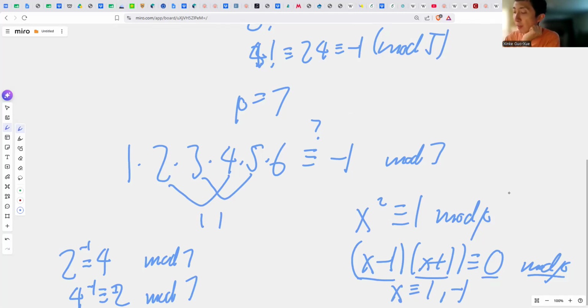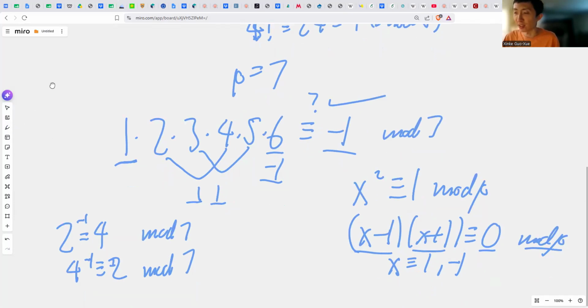So when we multiply everything together, everything will be paired with an inverse except 1 and -1. So we have a product of a bunch of 1s and -1. So the product has to be -1 mod 7. And this would generalize to other primes as well. So yeah, proof by example. But it generalizes perfectly.